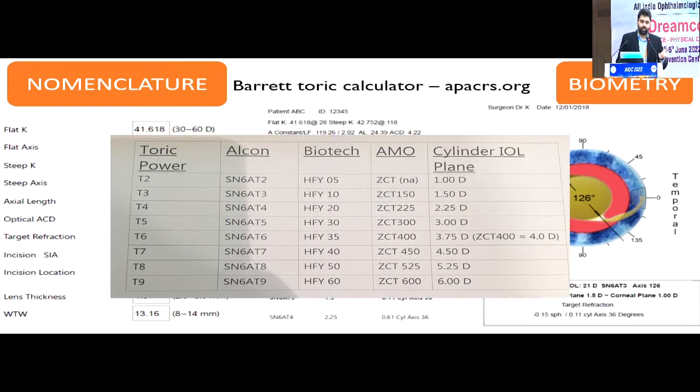Most of your toric lenses come in T2, T3, T4, T5, and these are nothing but your cylindrical powers at the IOL plane. These are some of the common companies which have toric lenses and their nomenclature. Again, this is a chart which I prepared for myself. So if I have to implant a Biotech, I know HFY 40 means 4.5 diopter, or ZCT 225 is 2.25, which is equivalent to T4. So understanding this nomenclature is important, so you know what IOL power you are putting.